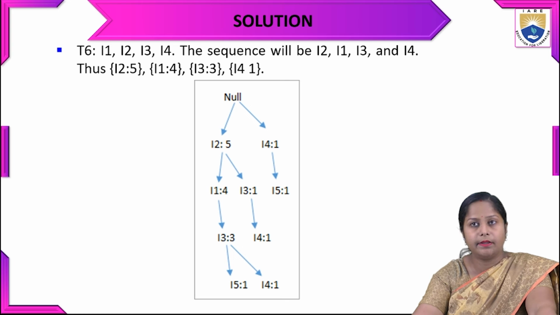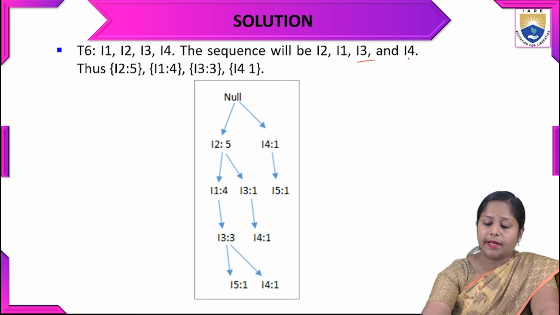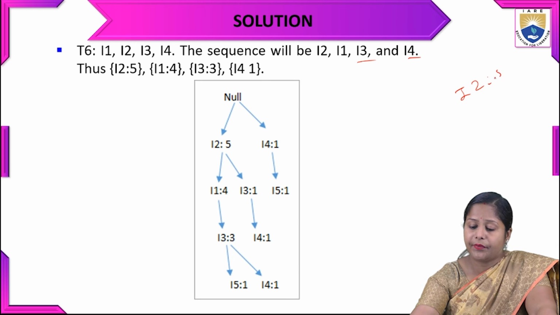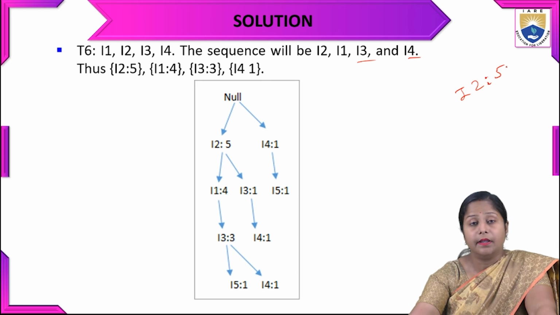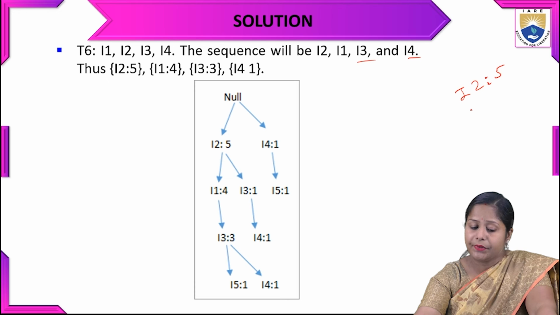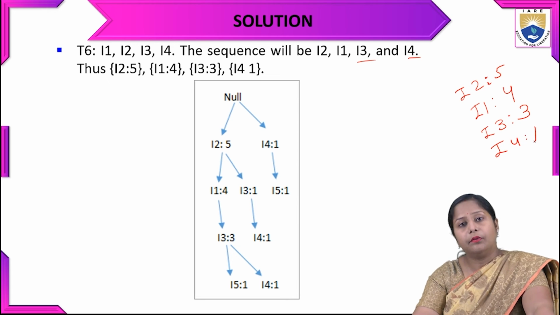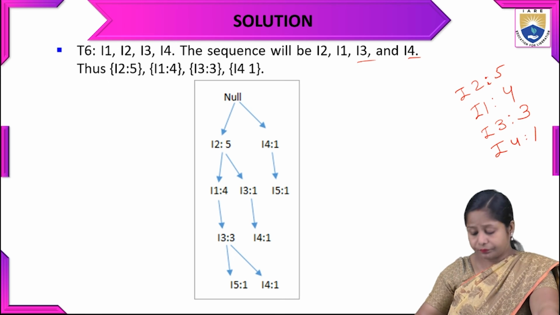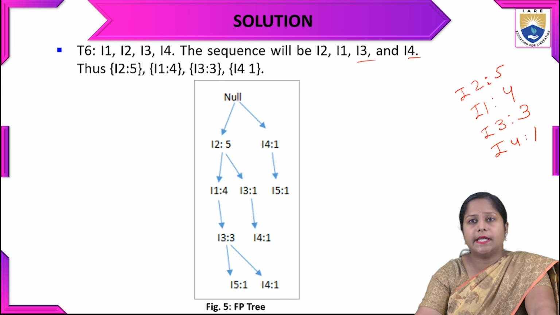The sequence will be I2, I1, I3 and I4. So the frequency for I2 is 5. In the 5th transaction, that has been incremented to 5. I1 has been incremented 4 times, I3 has been incremented 3 times, and I4 has occurred only 1 time, in the T1 transaction. So now the FP tree will look like this.